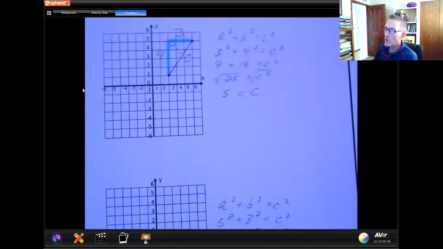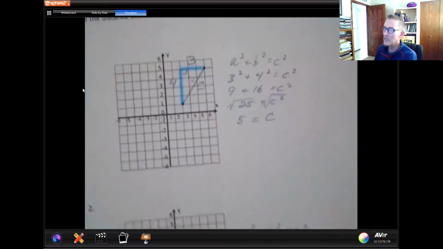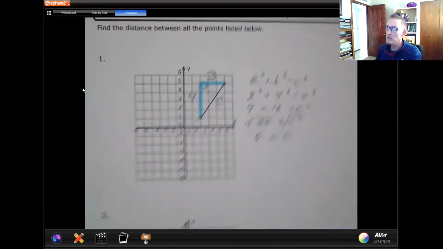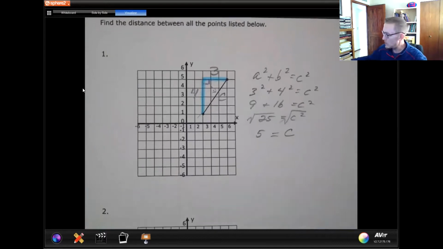So again, just to recap and review, we are going to be finding the distance of line segments on the grid. The way in which we're going to do that is we're going to make a right triangle out of each one of them and then use the Pythagorean theorem. This is the last big idea for Pythagorean theorem. After this big idea, we're going to bring them all together and start doing some review and some prep. All right. Hopefully this one works out for you.